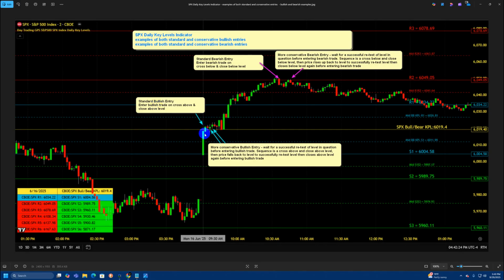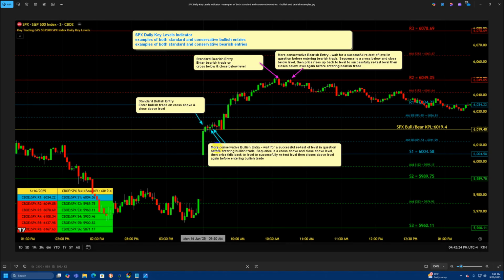So here we have a cross above and close above. We have a candle where the same candle is crossing above the level in question, in this case the BB-KPL, but it would not matter what level it's on. Regardless of what level this is, you have a cross above and close above the level. That is your bullish entry on a cross above and close above the level in question.